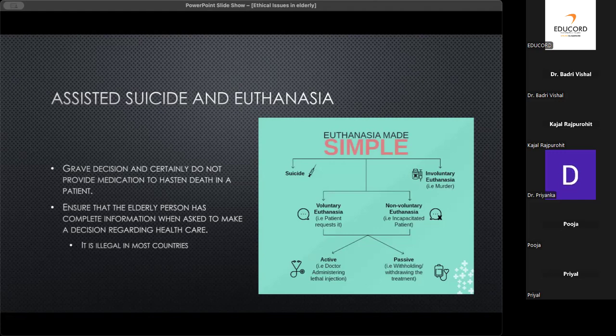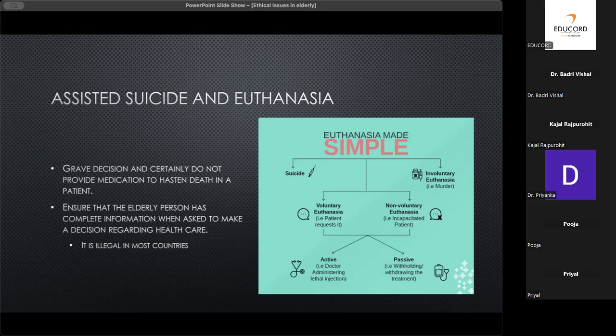Now, if you see the image, you can see here, euthanasia made simple. So one thing is suicide, another thing is euthanasia, and the third thing is involuntary euthanasia, which is equivalent to murder. If the patient takes something by himself or herself, that's a suicide. Again, that's illegal. And if a patient is subjected to involuntary euthanasia, where someone injected something into the patient for the death of the patient, it's a murder.